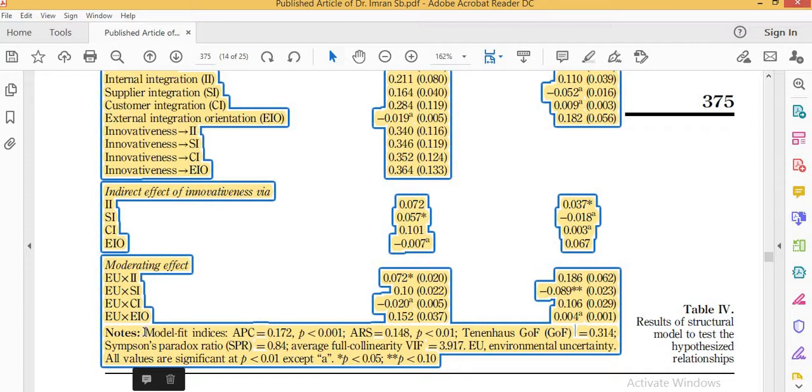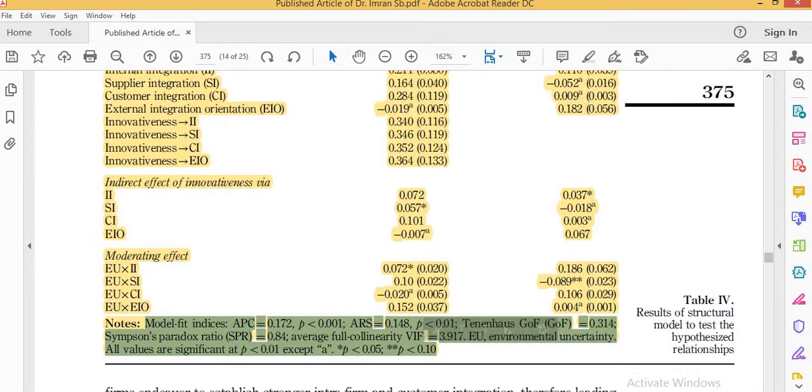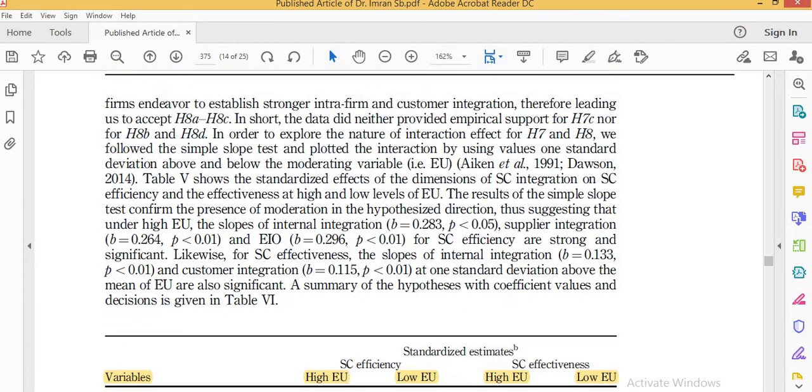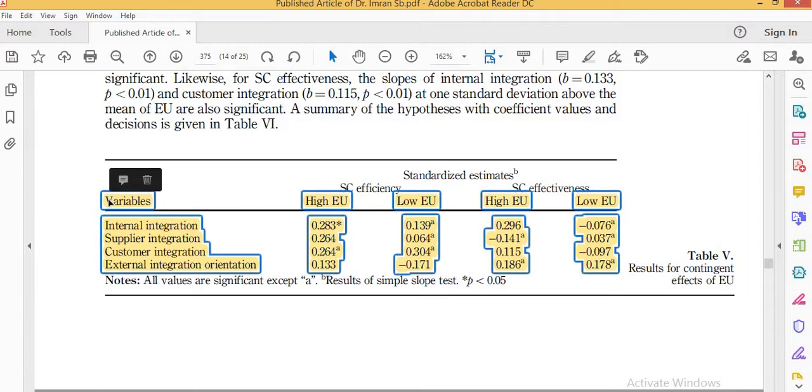And at the end of this table, the authors have given the values for the model fitness again. They have repeated the model fitness values here again. This is the table which the authors show for the effect of the moderated variable on the moderated mediation at high and low levels of the moderated variables.